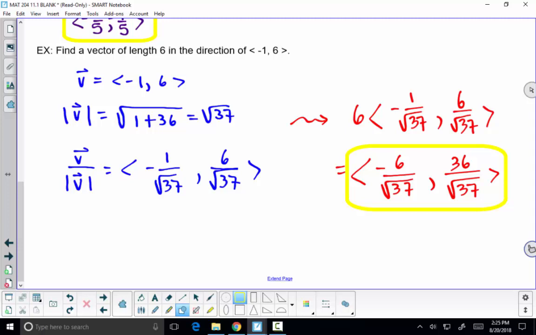All right, any unit vector questions? Unit vectors.